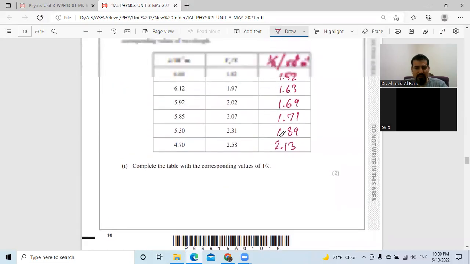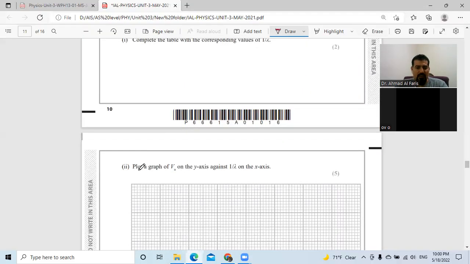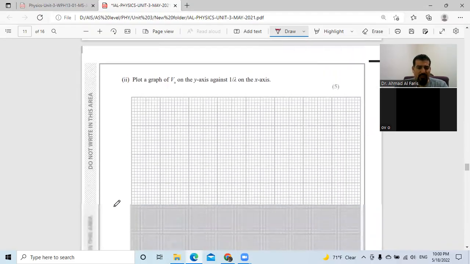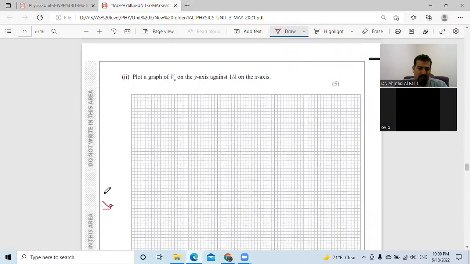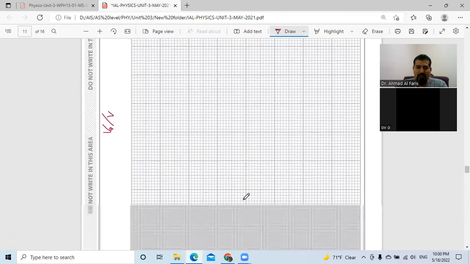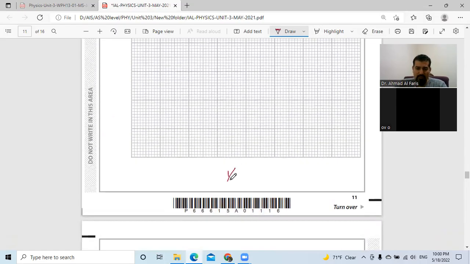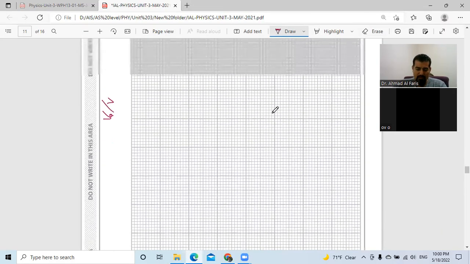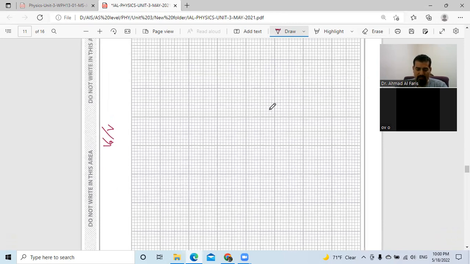Then what they ask here, after we finish these values, is to plot the graph between activation voltage in volts on the y-axis, and 1 over lambda on the x-axis. So I'll write here 1 over lambda, times 10 to the power of 6 per meter. Now, since I'm talking about a straight line and a linear relationship, does it have to start from 0? Well, it's not necessary to start from 0, right?